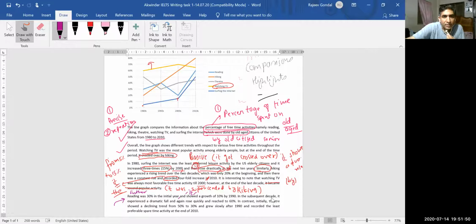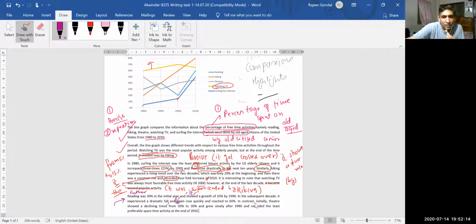In the subsequent decade, it experienced a dramatic fall, comma, and again rose dramatically. So you have to repeat this "it" again and again. It again rose quickly and reached 60%.